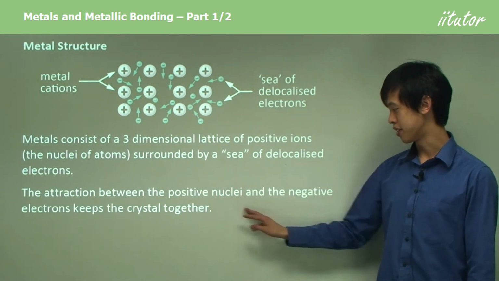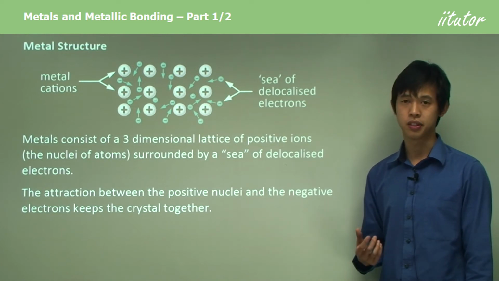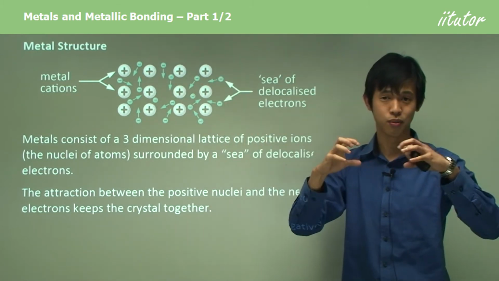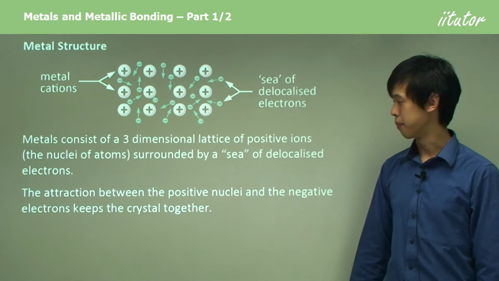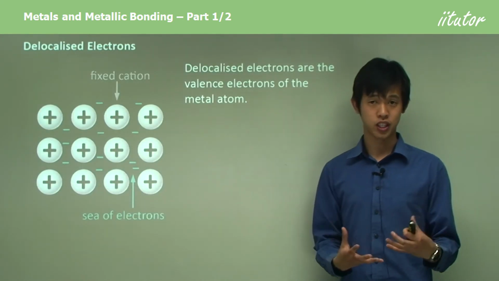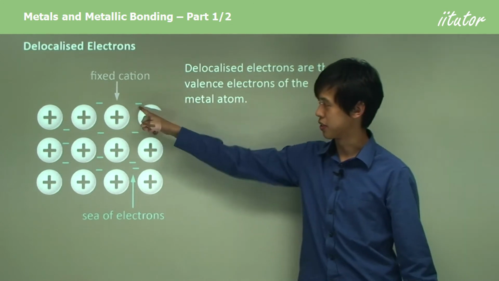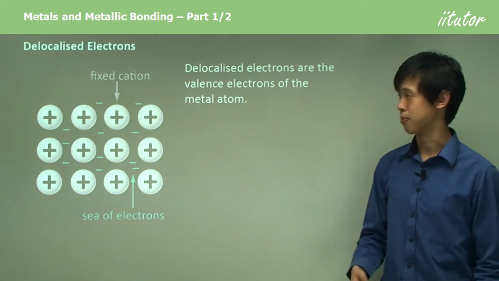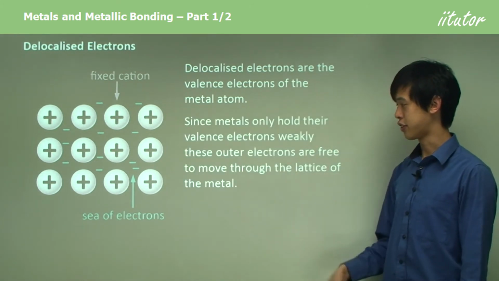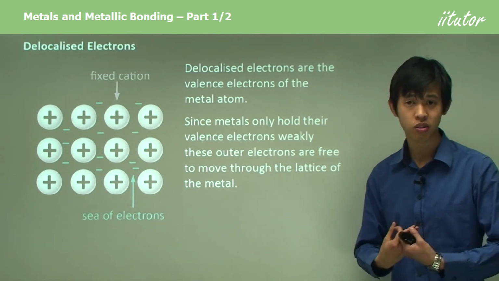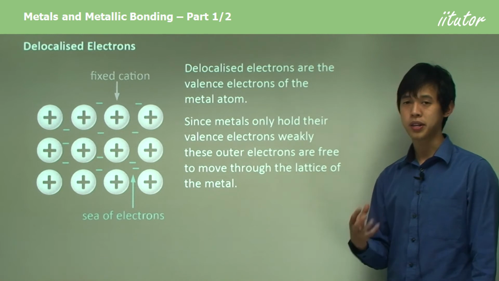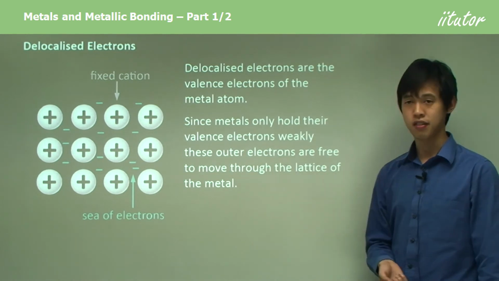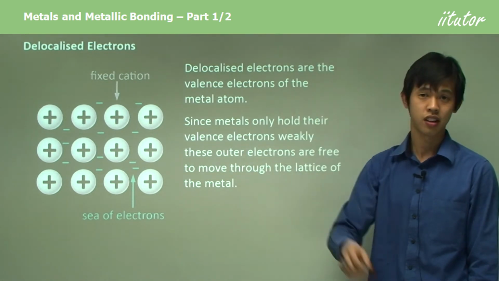Now it's the attraction between the positive nuclei and the negative electrons that keeps the crystal together. The fact that this electron may be attracted to this atom keeps the lattice from repelling itself apart. That helps to keep it together. Now the delocalized electrons, let's look deeper into what that actually means. So instead of having the circles, we're just going to have the minus signs because it's a little bit easier. So delocalized electrons are the valence electrons of the atom, like I mentioned before. Now, since metals only hold their valence electrons weakly, so you should know that sodium wants to always get rid of its valence electron, most metals will only hold their valence electrons very weakly. These outer electrons are then free to move through the lattice of the material. So they're happy to move between the ions however they please.